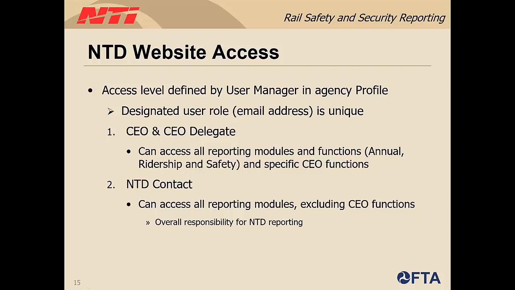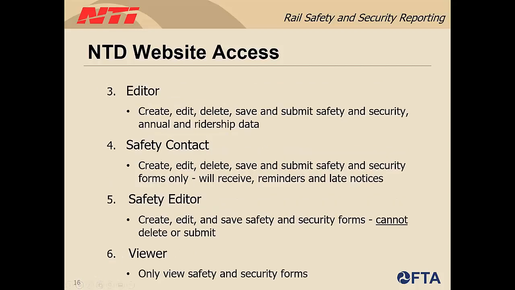The main difference between the 2 CEO accesses and the NTD contacts is that the CEOs and the CEO delegates can submit the agency's certification forms. The NTD contact has overall responsibility for NTD reporting. NTD editors, shown only as editor in the system, can edit annual forms and can submit monthly ridership and safety and security forms.